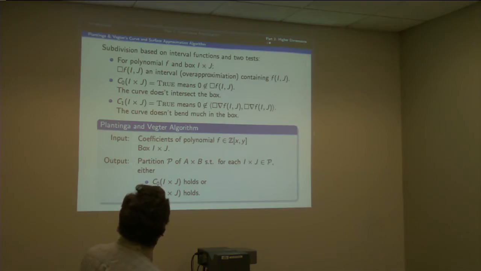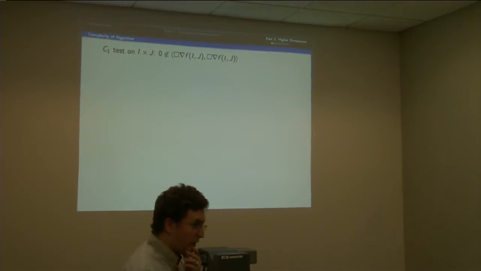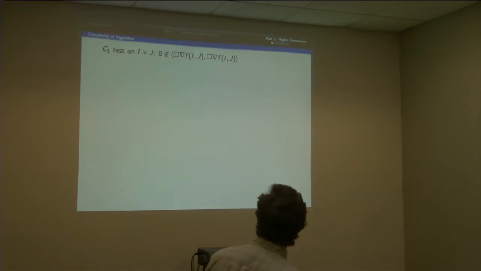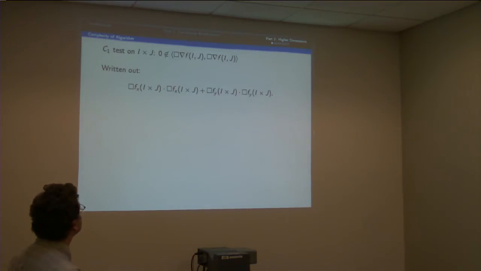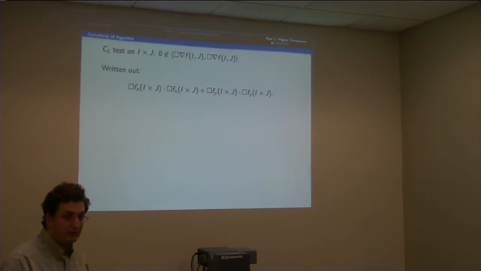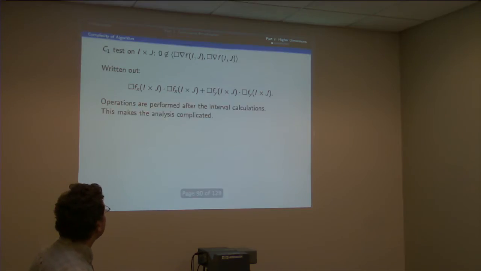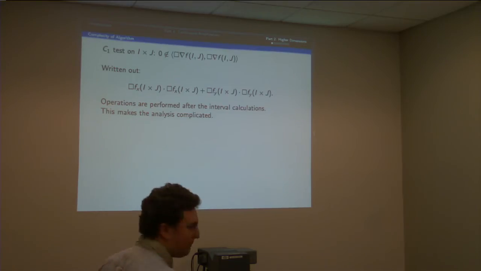All right. So before I get into the continuous amortization on this, I want to adjust one of the statements. So that's the C1 test. If I write it out a little bit, what it says is I compute the over approximation of the x derivative on our interval, multiply those together, do the same thing for the y's and add it together. The problem here is that you do operations after you do the interval calculations. And that actually messes things up. It makes things a little more complicated.